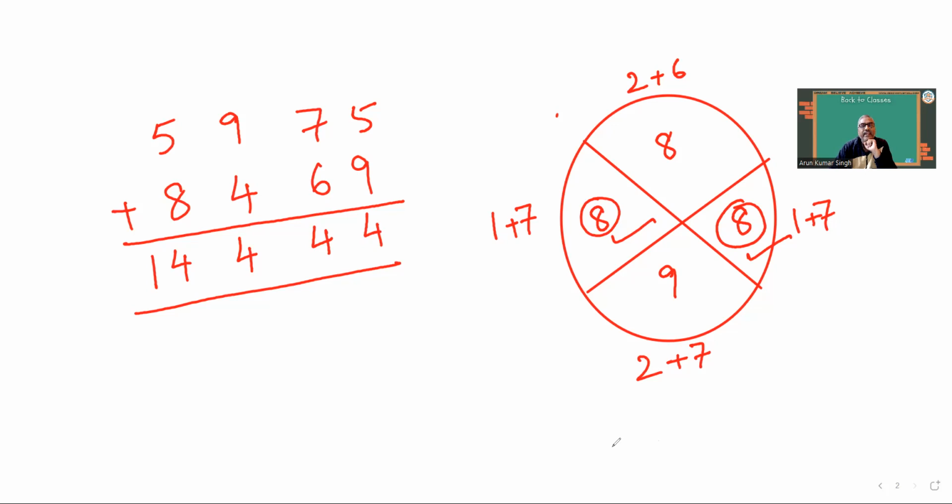So we have seen addition. Now we'll be seeing subtraction. Suppose here it is 512 minus 384.